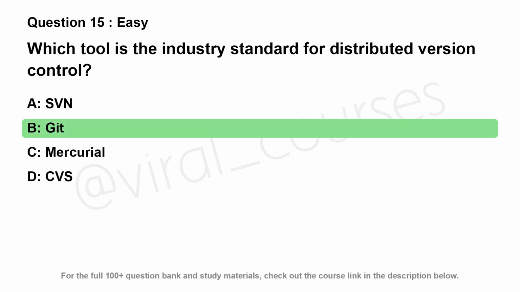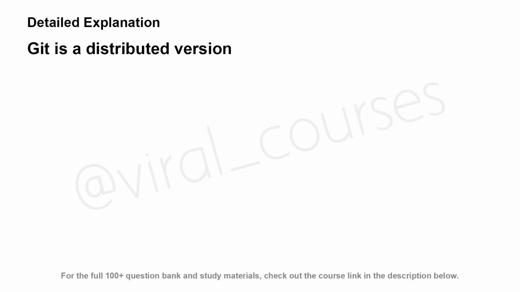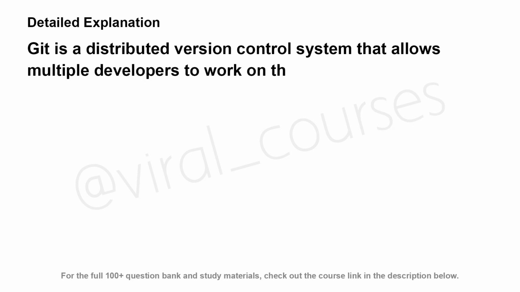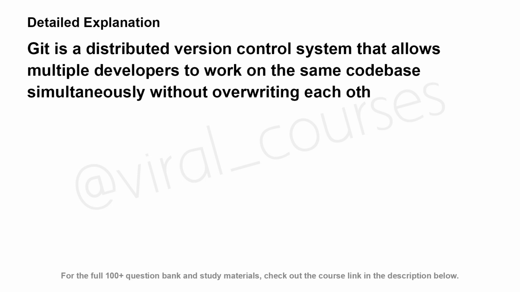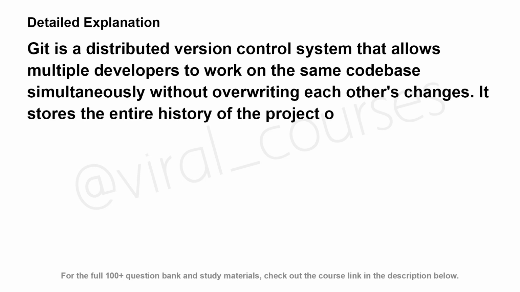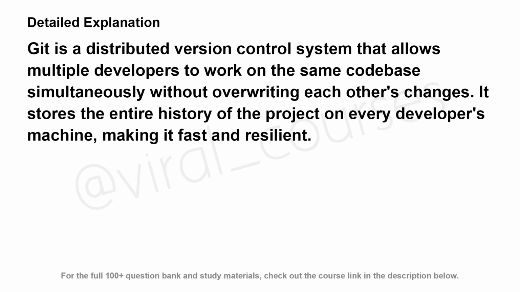The correct answer is B. Git is a distributed version control system that allows multiple developers to work on the same codebase simultaneously without overwriting each other's changes. It stores the entire history of the project on every developer's machine, making it fast and resilient.